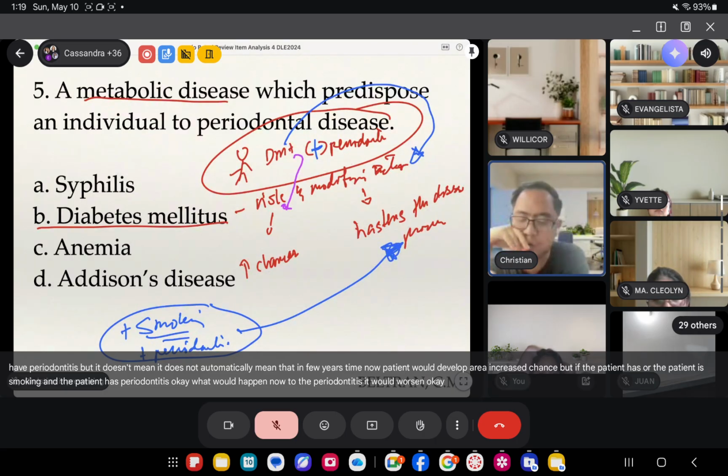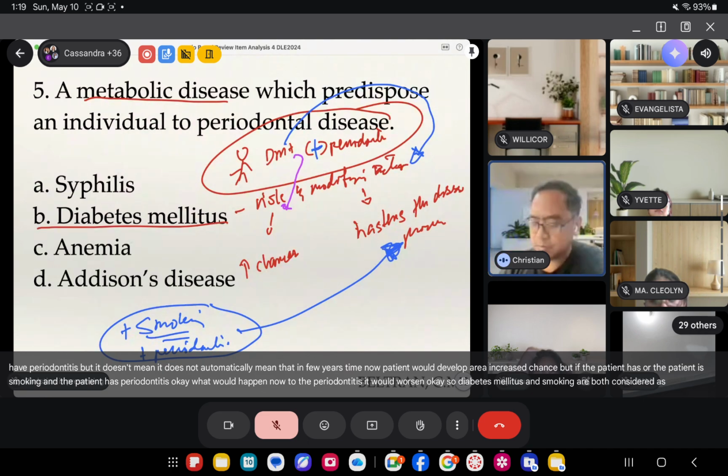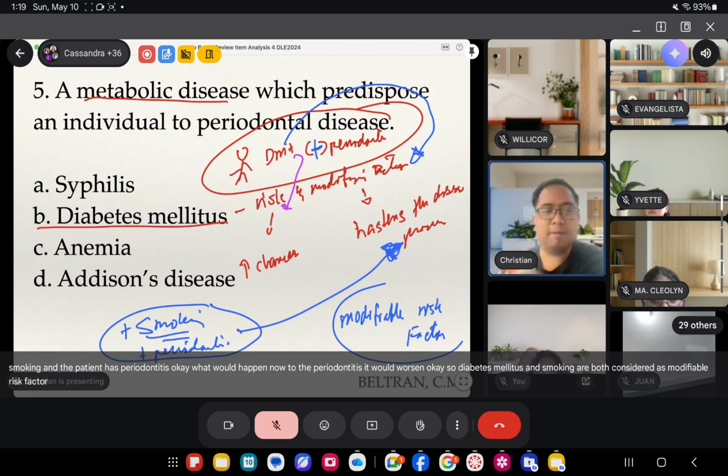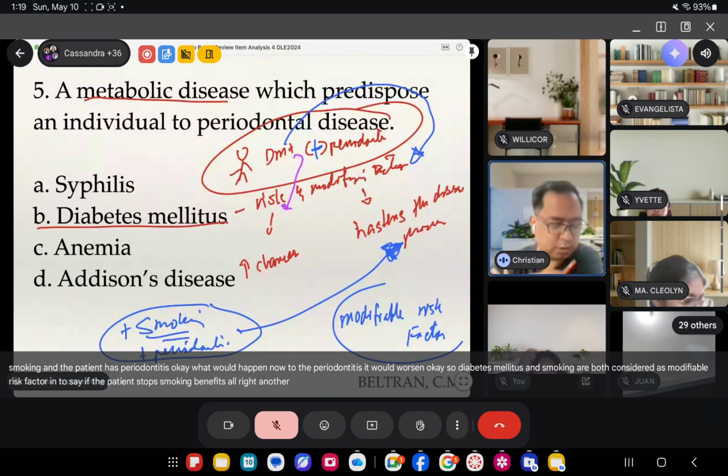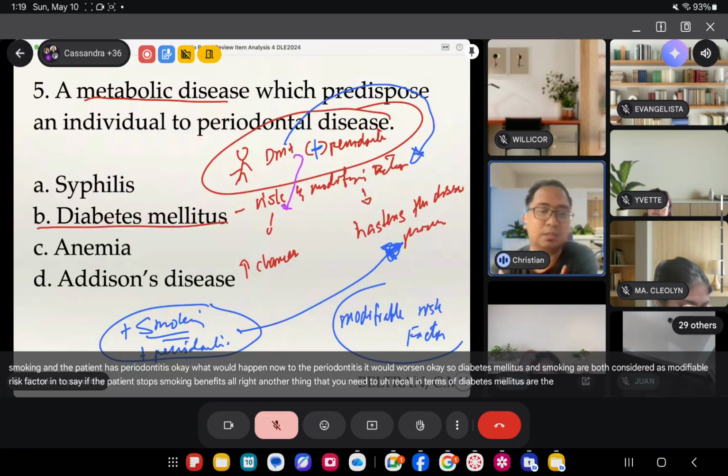So diabetes mellitus and smoking are both considered modifiable risk factors. Meaning to say, if the patient stops smoking, then it's not a risk factor anymore. If the patient was able to control blood sugar, then it's not a risk factor anymore.